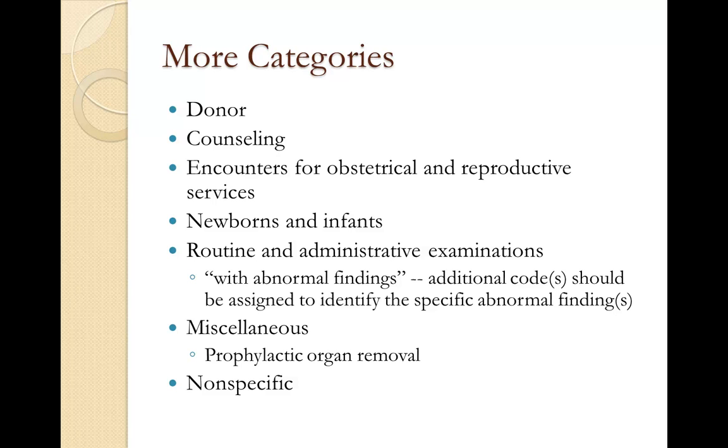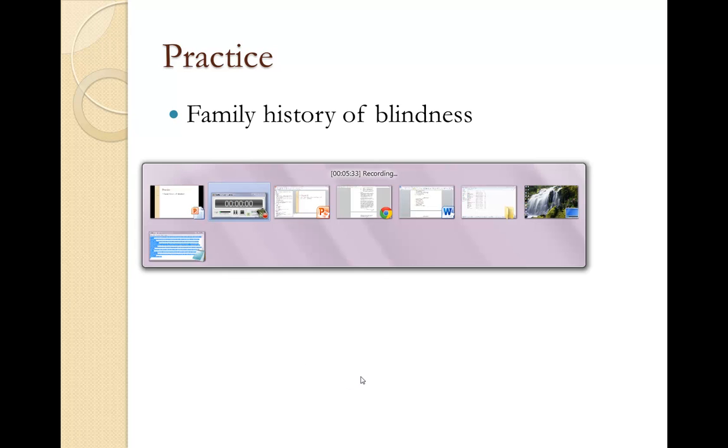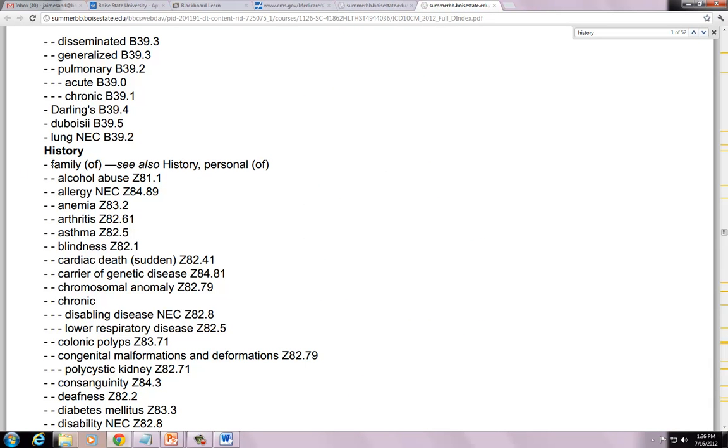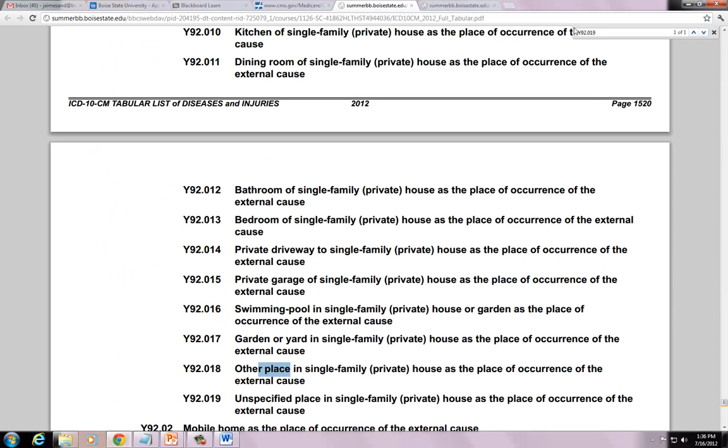And then the last part of your guidelines just talks about those Z codes that can only be in that principal diagnosis spot. So here's our practice, and some of these Z codes can be a little tricky to find. I happen to choose one that actually is quite easy. So family history of blindness. Let's switch over to our index. So I'm under history, and then notice family is an immediate subterm here versus going history to personal. And then we had blindness. We have Z82.1. We'll take a look at that in our tabular.